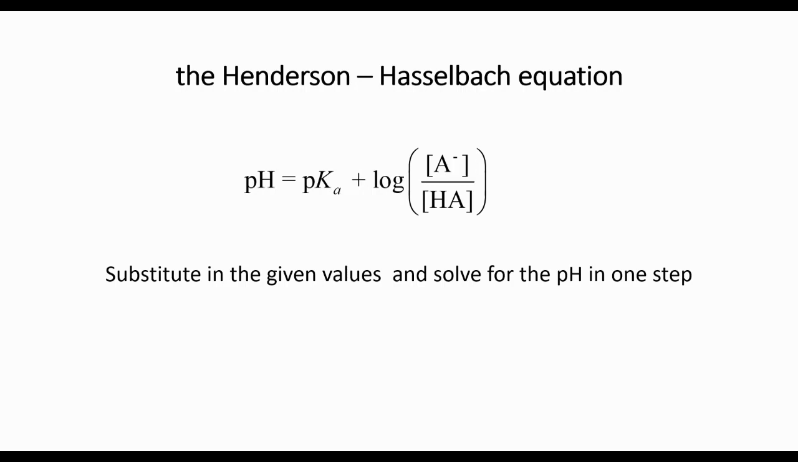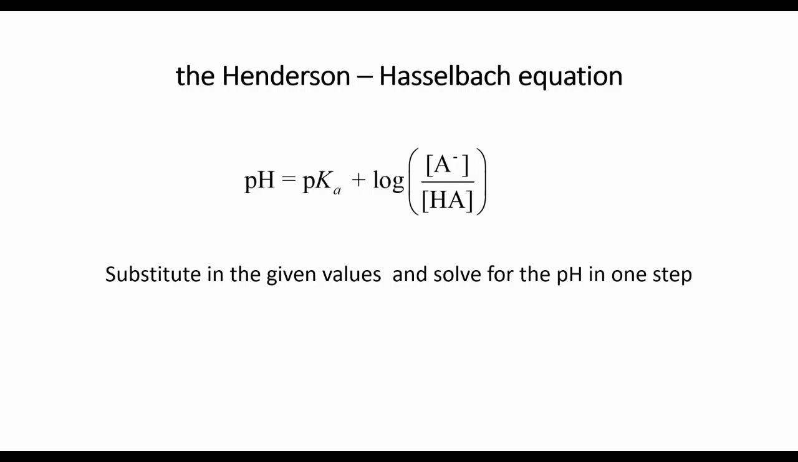There are two ways people screw this up. If you're given a Kb instead of a Ka, you need to convert Kb to Ka using the autoionization of water and Kw, because Ka times Kb is Kw. That's in a different video, but you can refer back to your notes.